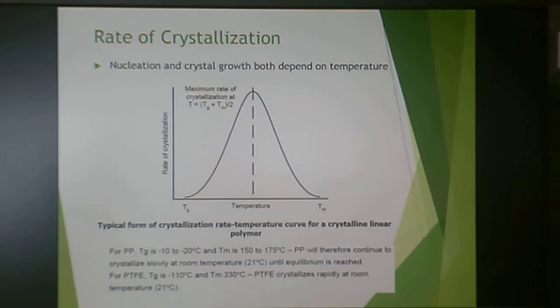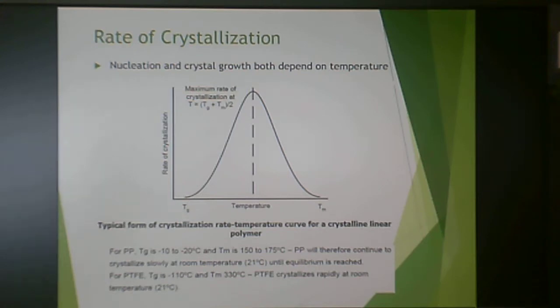For example, for polypropylene, the Tg is -10 to -20, and Tm is 150 to 175 Celsius. One thing to keep in mind is I'm almost always going to be talking about temperatures in Celsius. It's a scientist thing. Inside the lecture hall or the laboratory, I'm thinking in Celsius. When I'm out there in the real world, so to speak, I'm thinking in Fahrenheit. But usually all of the temperatures I'm going to refer to here are in Celsius.